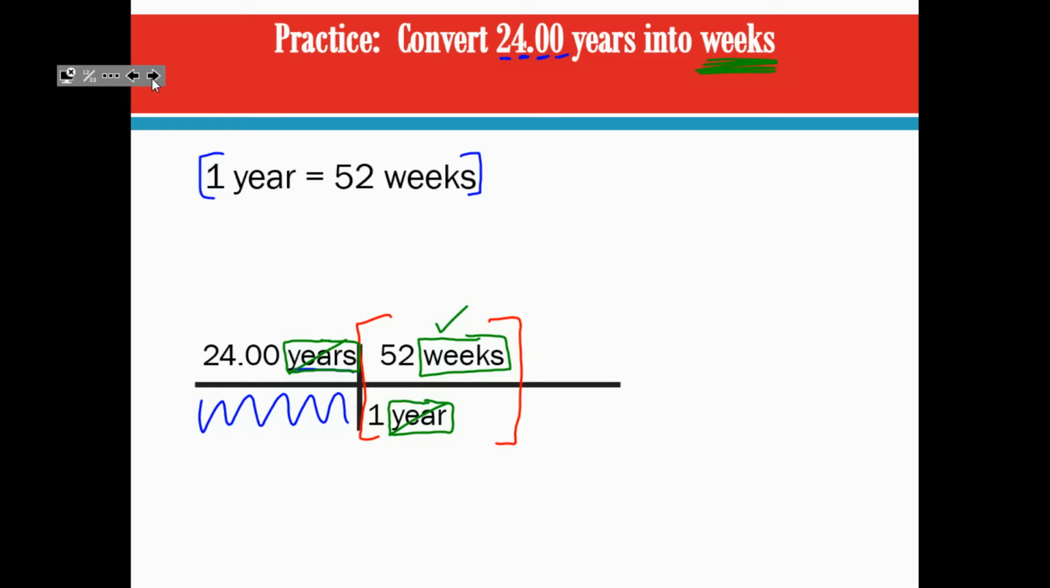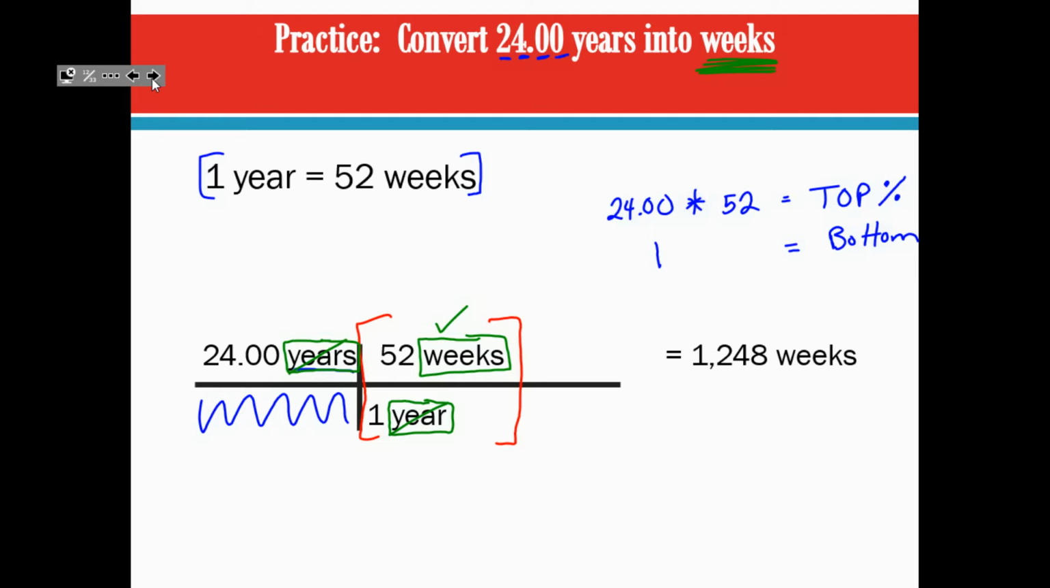Now, how to calculate? That's the next part. I am going to take my calculator and I am going to multiply everything on top. So on top I would do 24.00 times 52, and I would get an answer on the top. And then I would multiply everything together on the bottom, and in this case, it's just 1. To find the final answer, you're going to do top divided by bottom. And that's how we're going to calculate. So the final answer is 1,248 weeks.